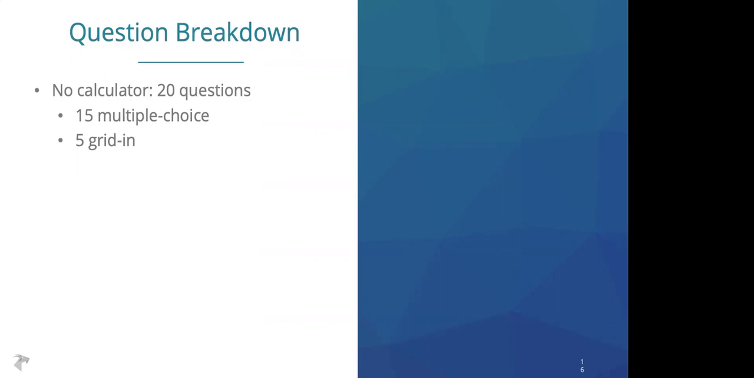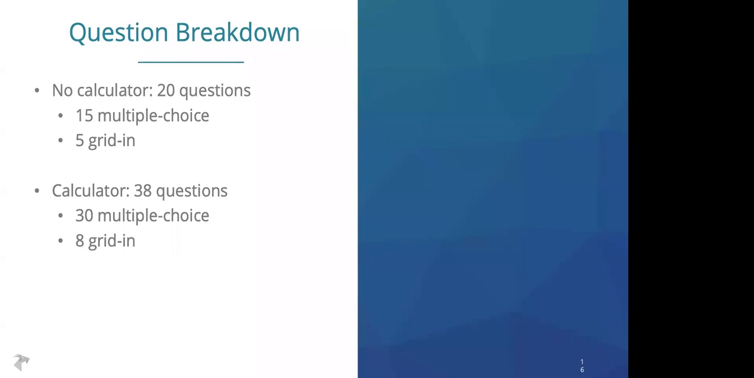And then grid-ins, you have to come up with your own answer. The second section is the calculator section, which is 38 questions. You are allowed to use a calculator on this, with 30 multiple choice and 8 grid-in questions. Multiple choice questions look like this, or at least the bubble sheet does. You are given 4 possible answer choices, and you select the one that you believe is correct.